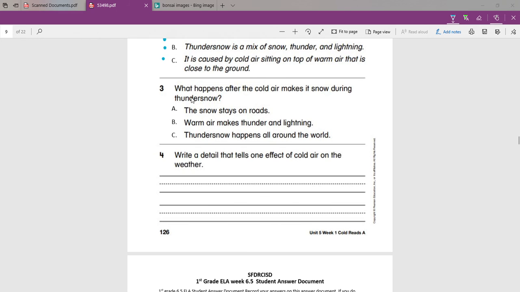Number three. What happens after the cold air makes it snow during thundersnow? ¿Qué pasa después que el aire frío forma la nieve durante un thundersnow? A, the snow stays on roads. Did we read that in the story? La nieve se queda en las calles. B, warm air makes thunder and lightning. El viento cálido hace que truene y que tengamos relámpagos. Or C, thundersnow happens all around the world. Thundersnow sucede en todo el mundo. So which one is true? Which one did we read?